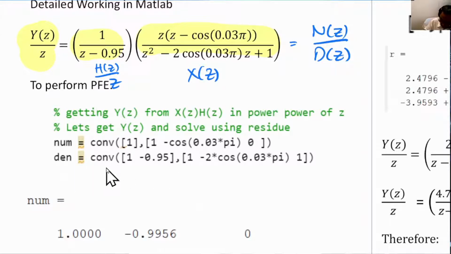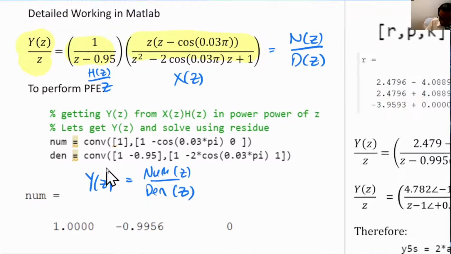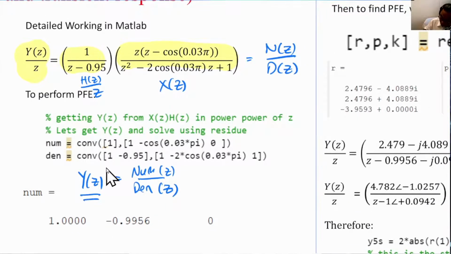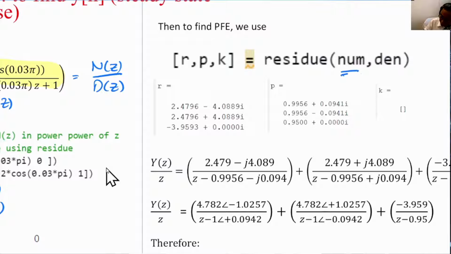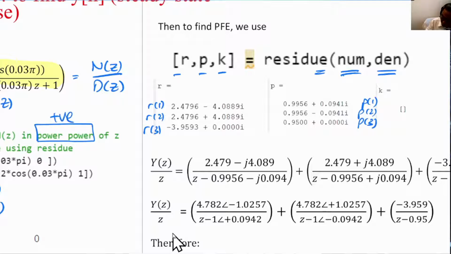So what we have now is Y(z) equal to the numerator divided by the denominator as factors. We don't even want to see these values immediately. We can send the numerator and denominator into residue to find r, p, k. And this shows us this is R1, this is R2, this is R3, and this is P1, this is P2, and this is P3.